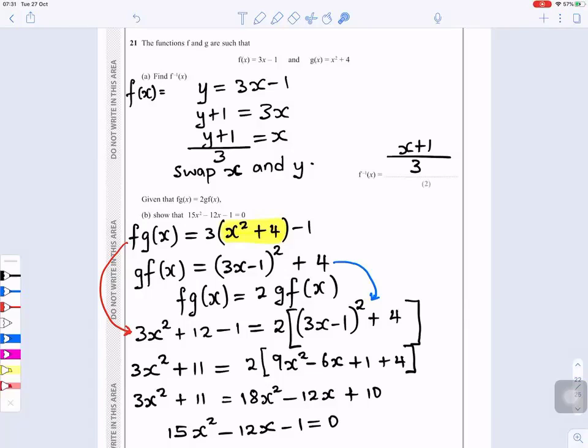We need to get fg of x first, and I'll highlight fg of x in yellow. So we need to find fg of x. After that, we need to find gf of x. Let's use a color which is far away from yellow. We need to find gf of x and put them together. So we need to find the one in yellow and the one in blue, and then we will put them together as is given in that equation. I will put the equation in red. This is the equation that we want to make them look like.